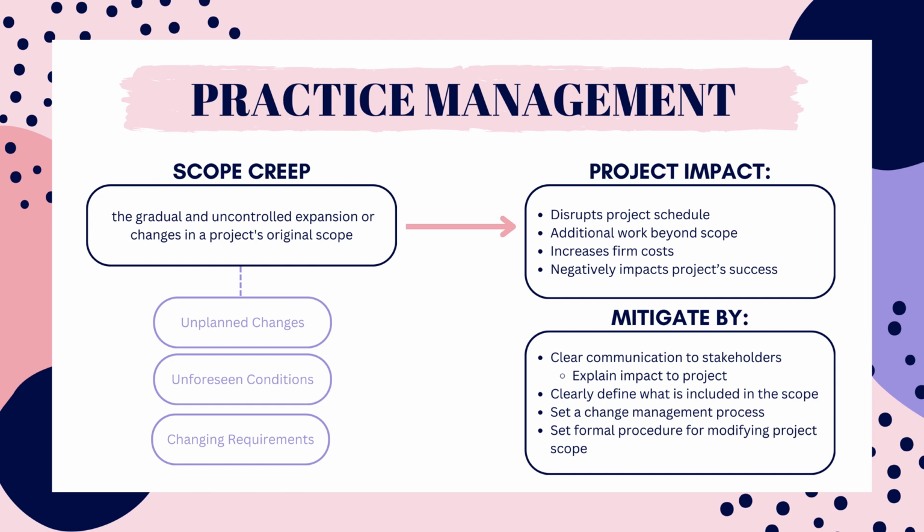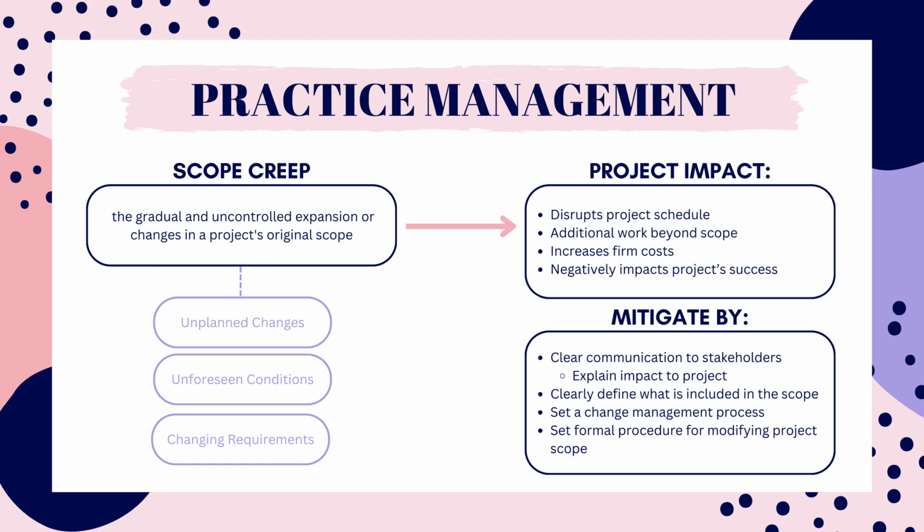Scope creep refers to the uncontrolled expansion or additions to the project's original objectives, deliverables, or requirements without appropriate approval or formalized change. This expansion can happen gradually. It can creep up on you, leading to an increase in project scope beyond what was initially defined and agreed upon. Scope creep can happen in many forms, such as unplanned changes.